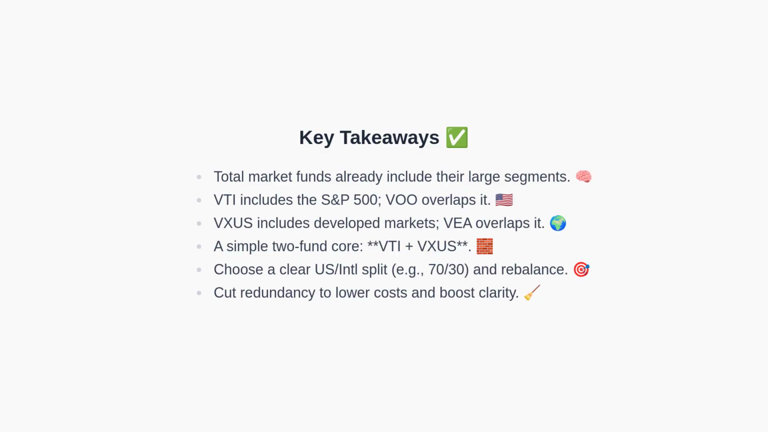Here are the key points. Total market funds already include their large segment funds. VTI includes the S&P 500, which makes VOO overlapping if held together. VXUS includes developed markets, making VEA redundant when combined with VXUS.